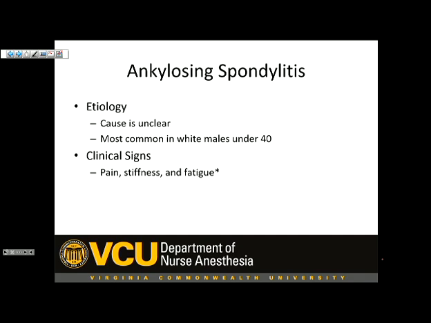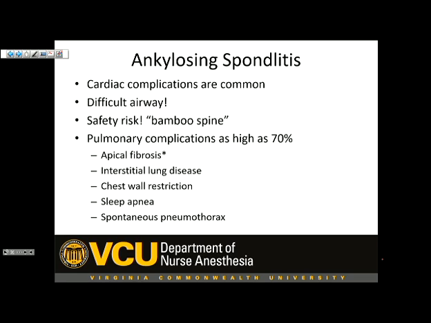So why do they come to the operating room for procedures? Because they want to be functional again. This can become quite limiting in terms of their ability to work and be active and so forth. Since it hits young men like it does, we will see them present to the perioperative period to try to get better functionality and walk around with less pain. But they are chronically in pain. They have stiffness. I've heard this referred to as a bamboo spine.